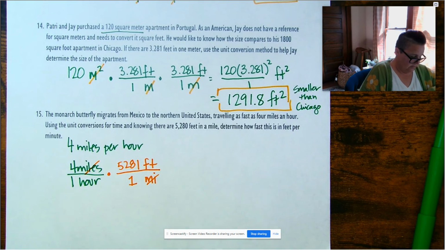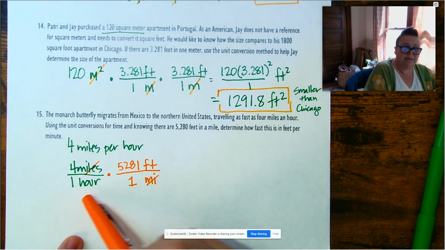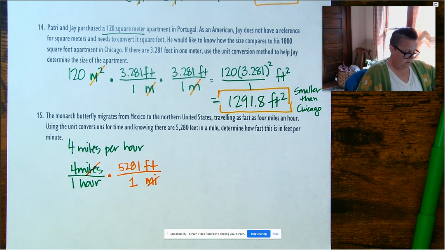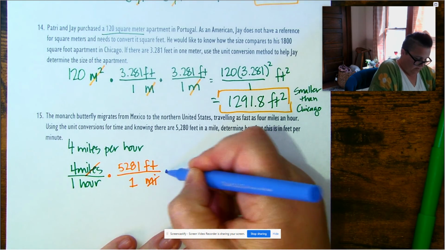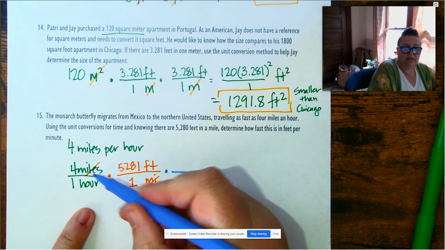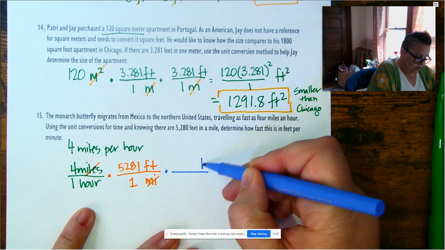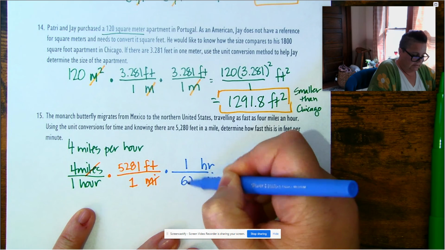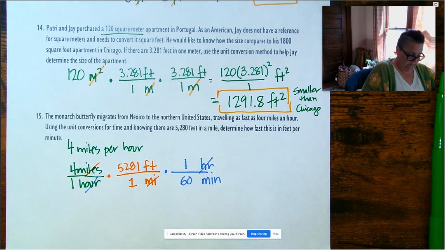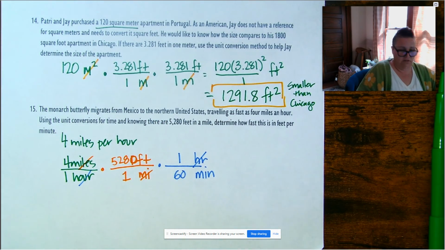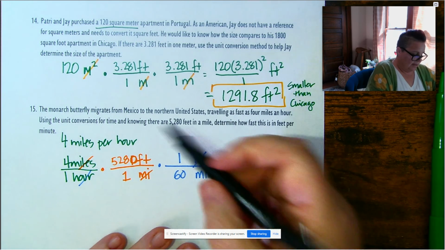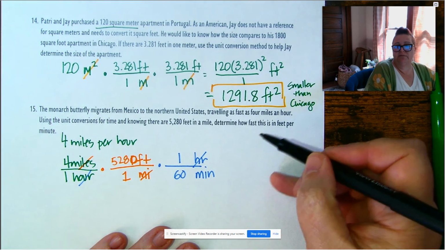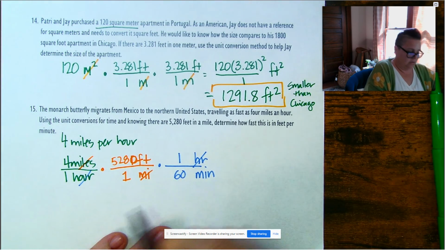Now we also need to convert hours to minutes. So to convert the hours to minutes, if I want hours to cancel, I need to put them in the numerator and then convert them to minutes. We know that 1 hour is 60 minutes. That will cancel the hours. There we go, 5,280 feet. All right, now that leaves my units in feet and minutes, and that's what I was supposed to get, right? Feet per minute. All right, so that's good.